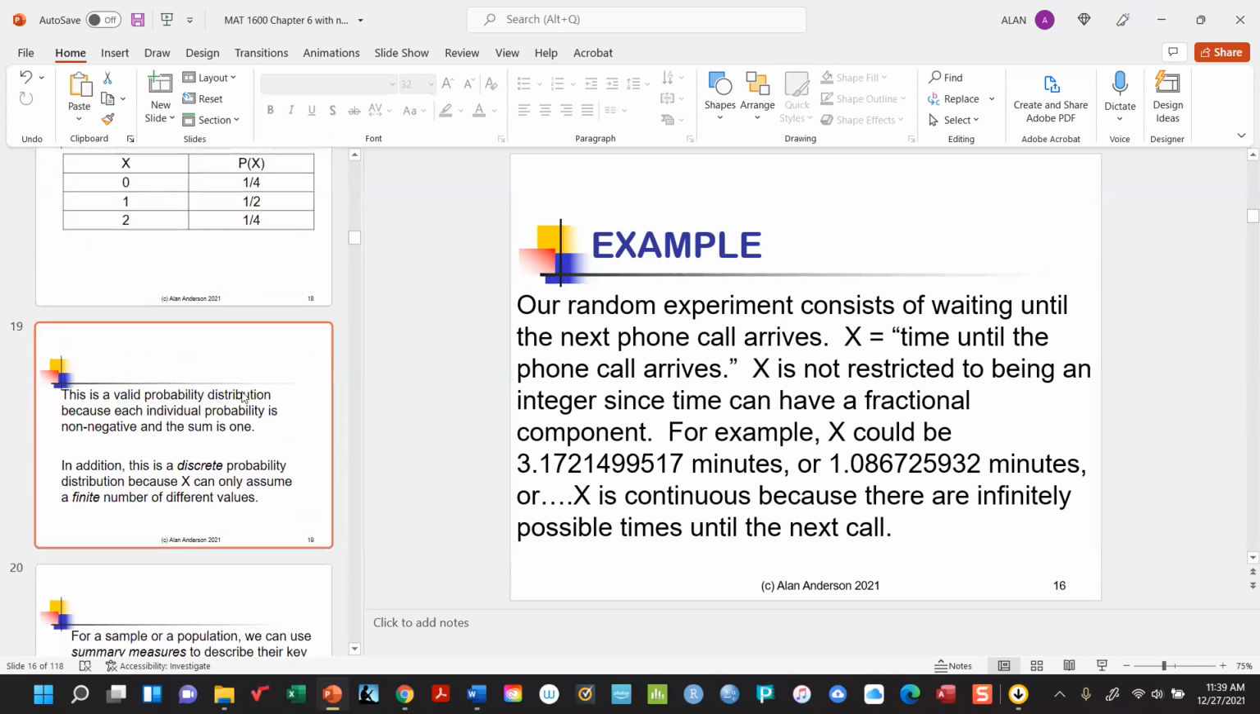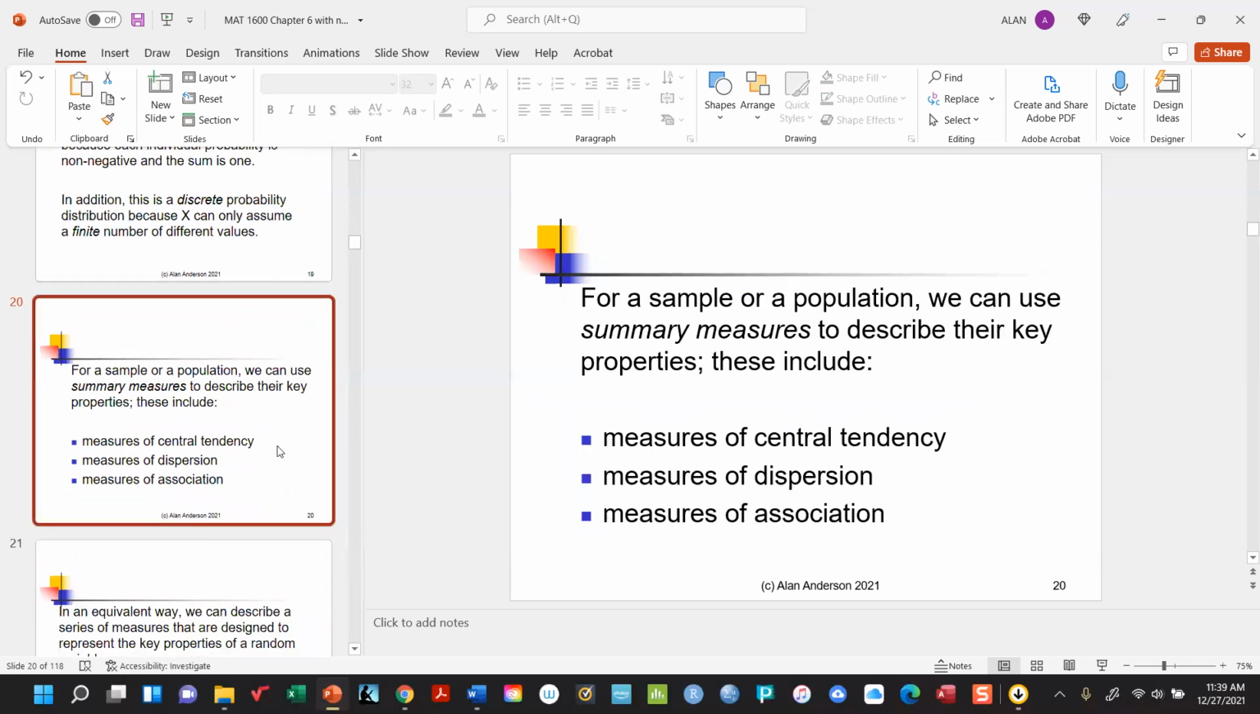Now, you remember that when we were looking all the way back in chapter 3 last week, we studied many different measures or summary measures to describe the properties of a sample or a population. Remember, we had measures of central tendency, measures of dispersion, and measures of association. Well, it turns out that a random variable X can also have several summary measures defined on it that will help us understand the properties of that random variable. They're a little bit different, but they have a lot of the same features as these measures that you're seeing here.